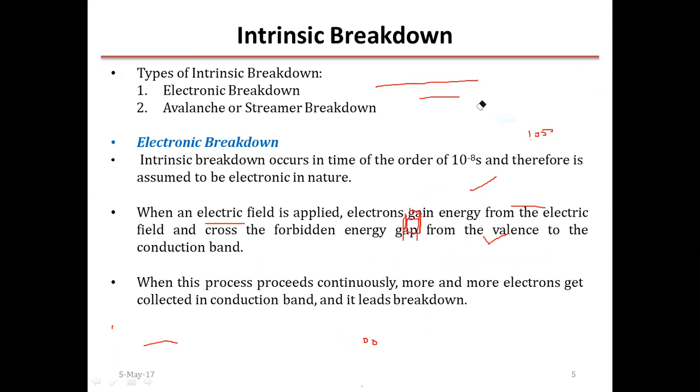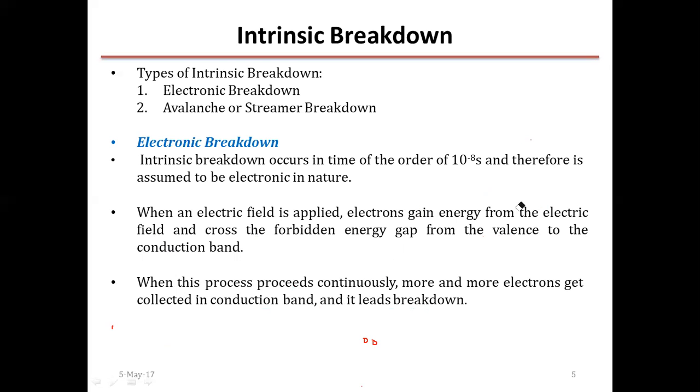We have two types of breakdown. Now, the electronic breakdown is intrinsic breakdown that occurs in a time of the order of 10 to the power minus 8 second, and therefore it is assumed to be electronic in nature. When the electric field is applied, an electron gains energy from the electric field and crosses the forbidden energy band from the valence to the conduction band. This is the same process we have already discussed.